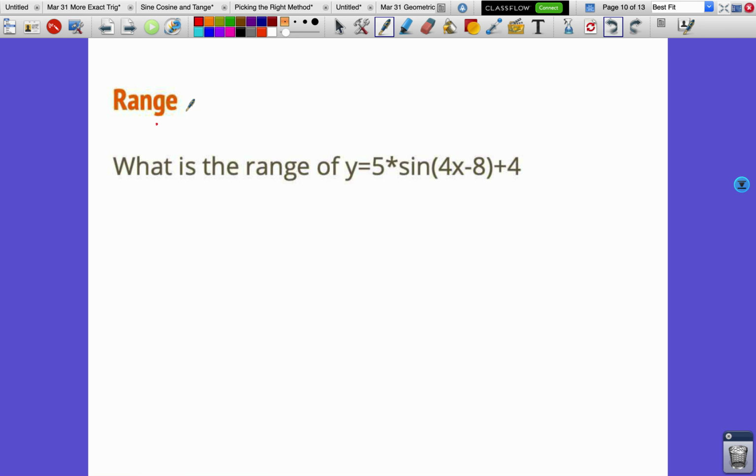All right, range. So range describes the possible outputs. Normally, with no shift, it's the interval from -1 to 1. So -1 is less than or equal to y is less than or equal to 1. All right, two things can change this: the amplitude and the k value. So if I shift everything 4 units up, I need to shift these boundaries up 4 as well. And if I stretch everything out by 5, I need to stretch these out by 5 as well. So we can use a little bit of a formula here, although I don't like us to memorize this formula.